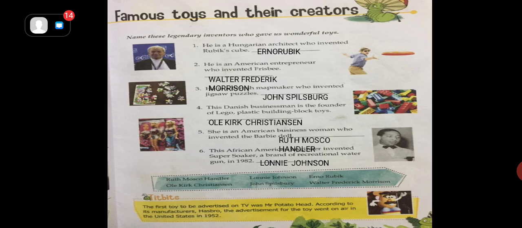And today's last point of the last topic is that this African American engineer invented Super Soaker, a brand of recreational water gun. What is actually Super Soaker? A brand of recreational water gun, which was invented in 1982, and the originator of that toy is an African-American engineer. The name of the person is Lonnie Johnson.